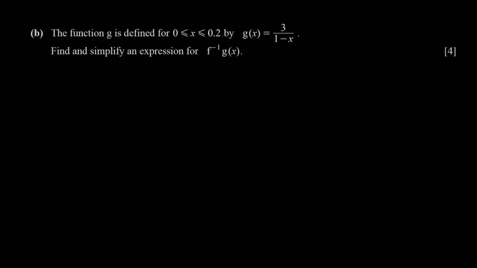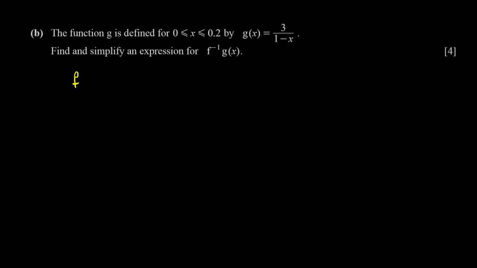Okay, so the last part of this question, we've got a new function, g, which is defined for this domain by the expression 3 over 1 minus x. We want to find and simplify an expression for f inverse of g of x. So we've got another composite function here, and this includes f inverse. So I think the first thing we want to do is find out what the inverse function is.